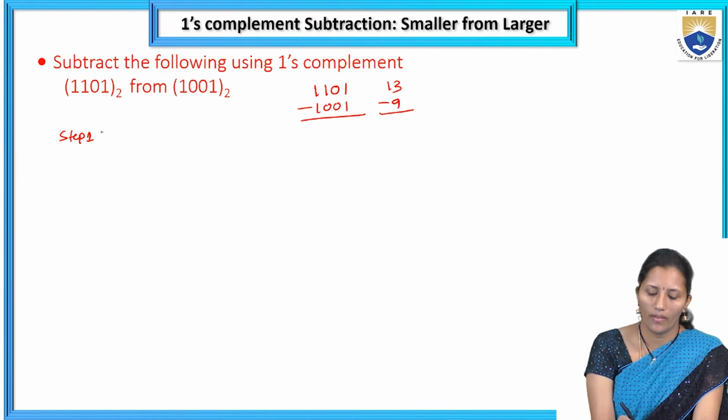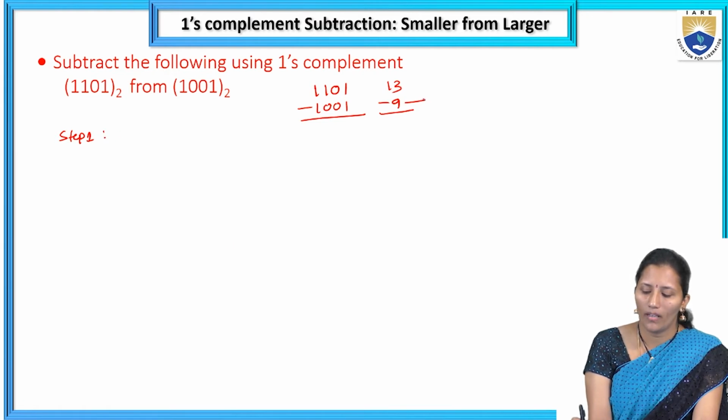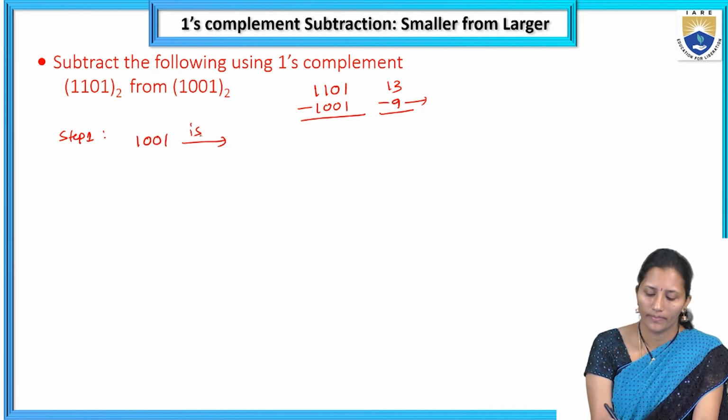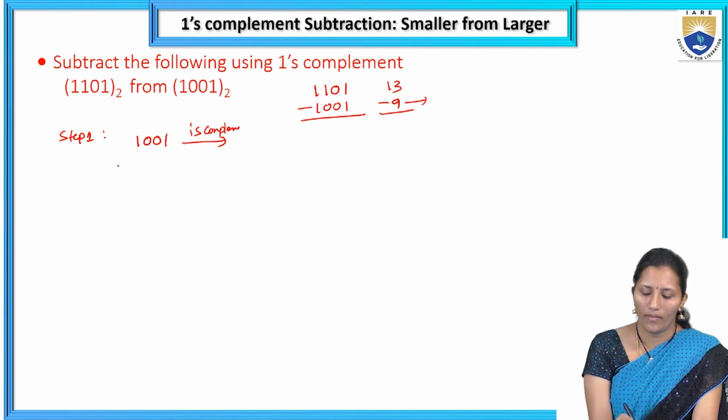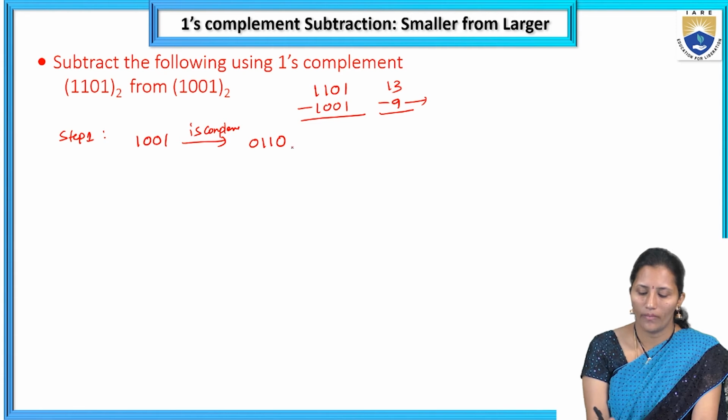So first step, what we have to do? We have to find out the 1's complement of the smaller number. So find out the 1's complement. Here the 1's complement is 0, 1, 1, 0. So 1 becomes 0, 0 becomes 1, 1 and 0. So 0, 1, 1, 0.